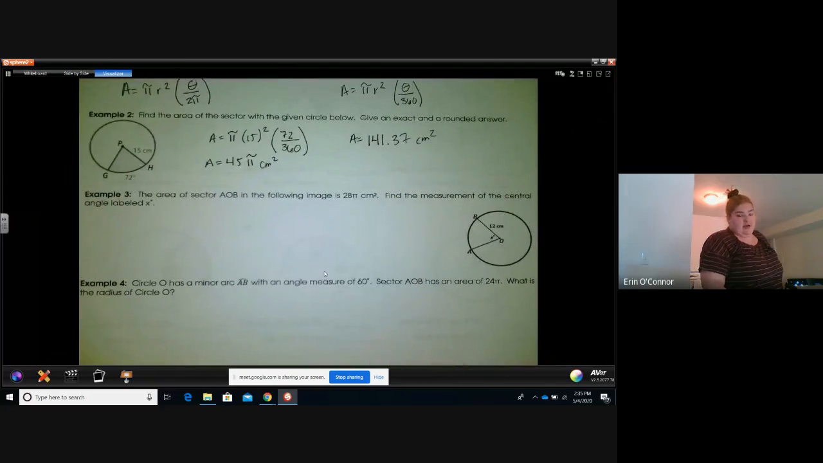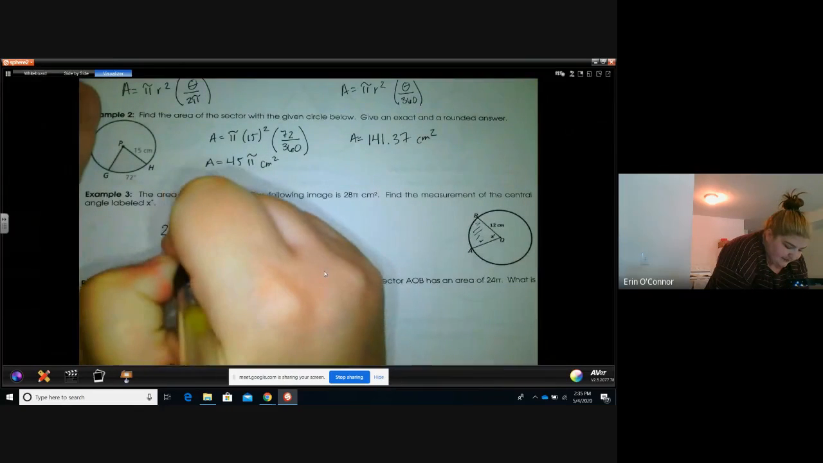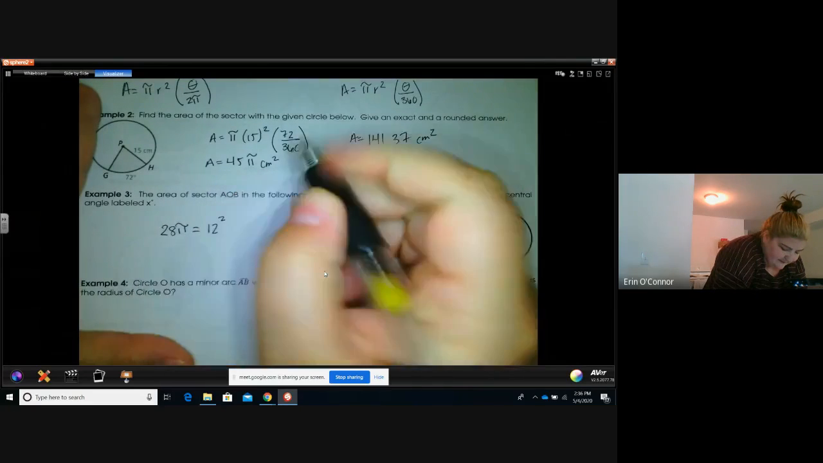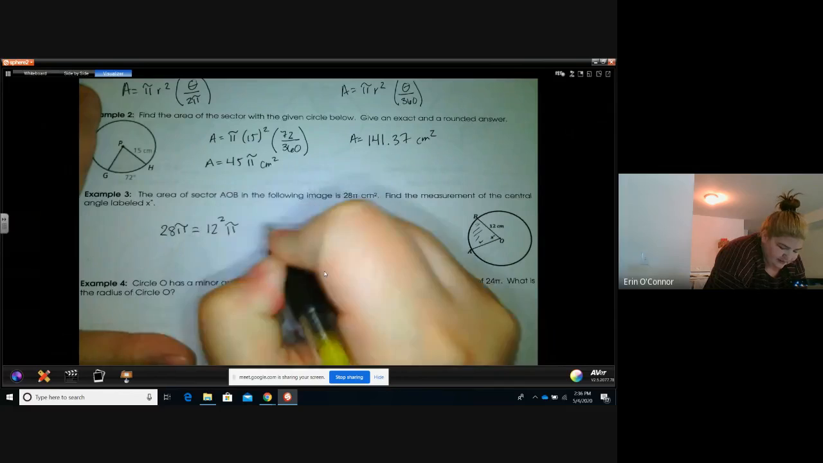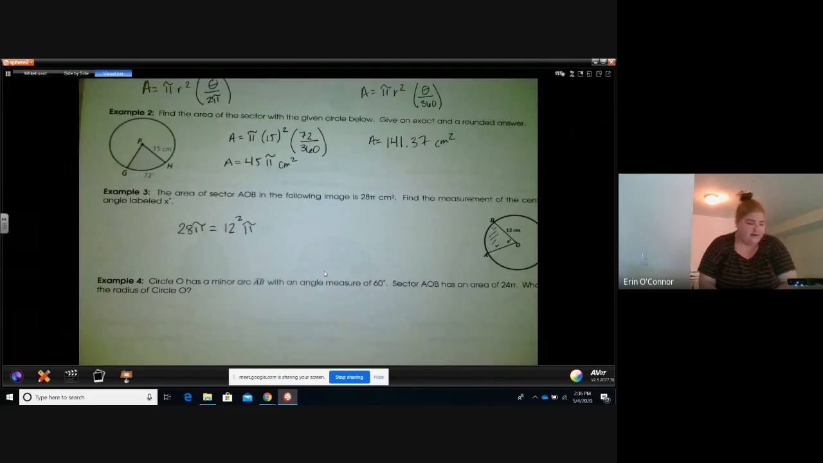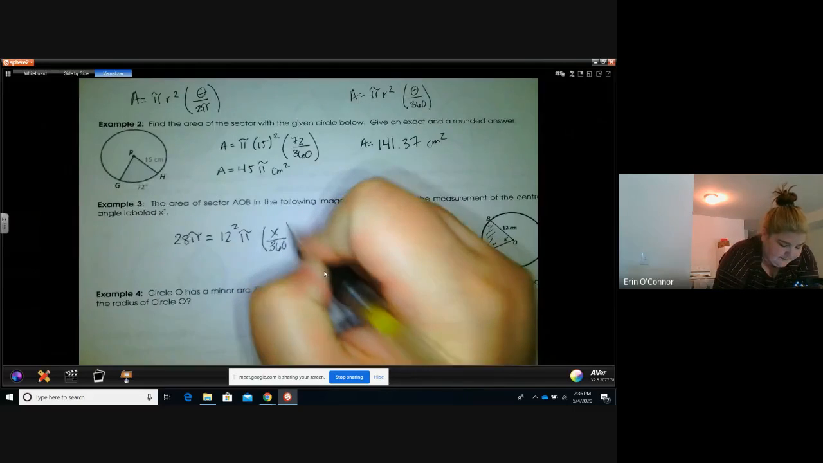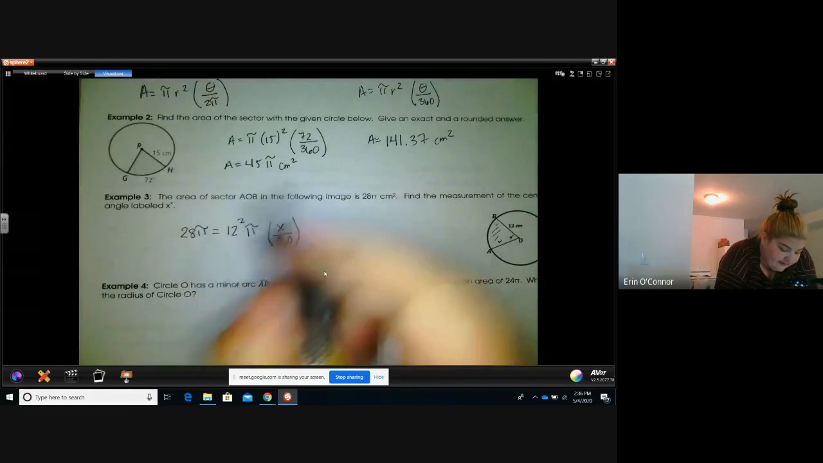The area of sector AOB, this is the shaded area here, in the following image is 28 pi centimeters squared. So that's the area already. Find the measurement of the central angle labeled x degrees. And since it's in degrees, we'll be working with degrees. So I have 28 pi, because that's the area, is equal to the radius squared times pi, r squared pi. I know I kind of flipped those around, but that's totally fine. Times whatever the angle is over 360. So here we can divide both sides by pi.